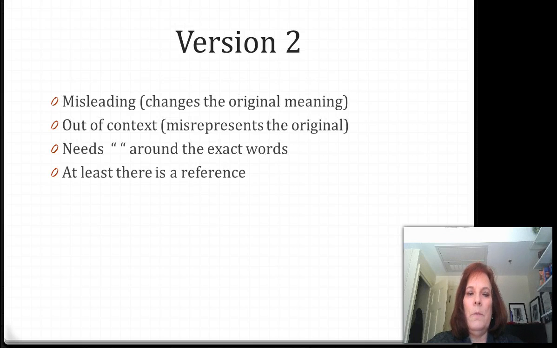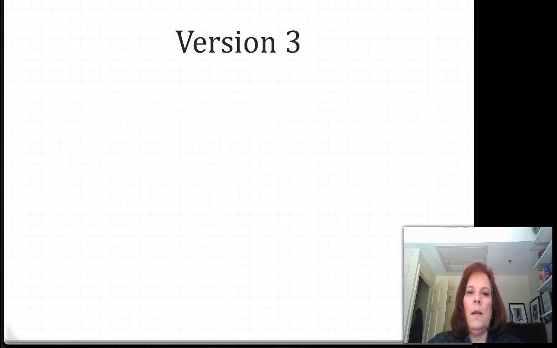No, it's still misleading. It still changes the original meaning of Dr. Marco's work. It's out of context. In other words, it actually misrepresents what the original was saying. Also, it needs to have quotation marks around the original words. At least there's a reference, that's helpful, but it's still plagiarism because it changes the original meaning.